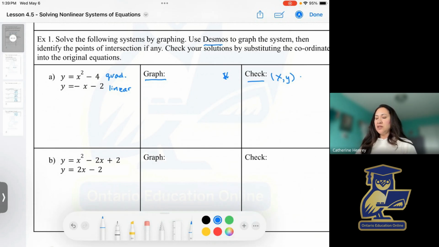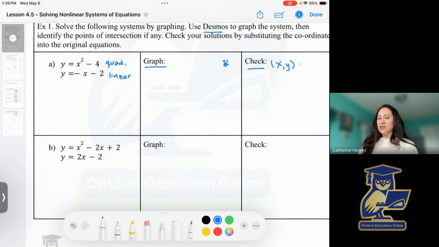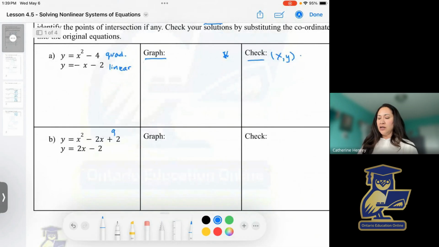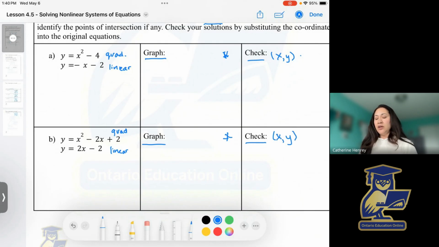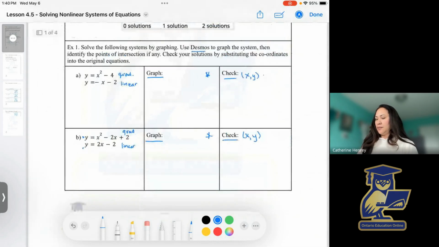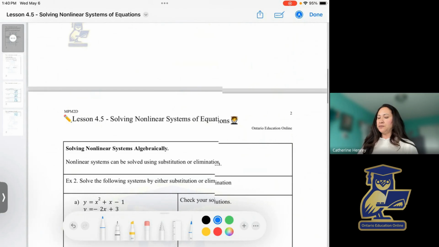I gave you 2 of these examples to try using Desmos. For B, we have a similar situation where we have a different quadratic and a different linear. Again, graph it, see if you can upload a picture into this section. Once you have your x and y coordinates, if there is an intersection point, check your coordinates in either one of the original functions to see if they work. All right, let's move on to the next page.